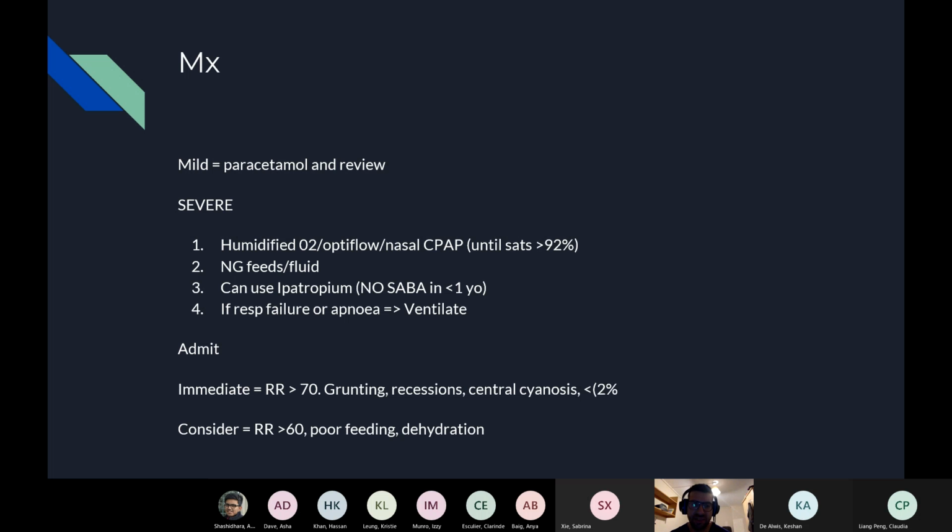You consider it if their respiratory rate is above 60 and they're not feeding well or are dehydrated, because they may need resuscitation with fluids and feed. You need to make sure these babies are feeding properly. The reason is that because they have this obstruction in their small airways, as I said with the head bobbing, when they go to breastfeed, they're unable to because they just can't breathe. So they head bob back and forward, and they're not getting a sufficient amount of food in.